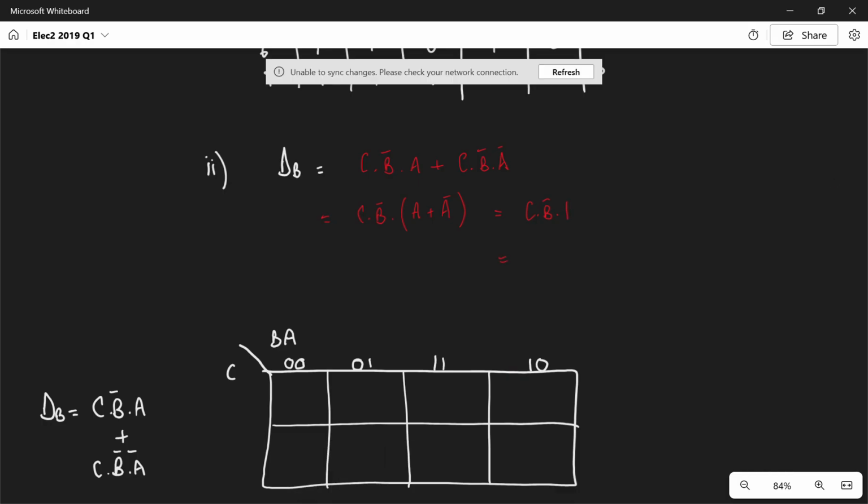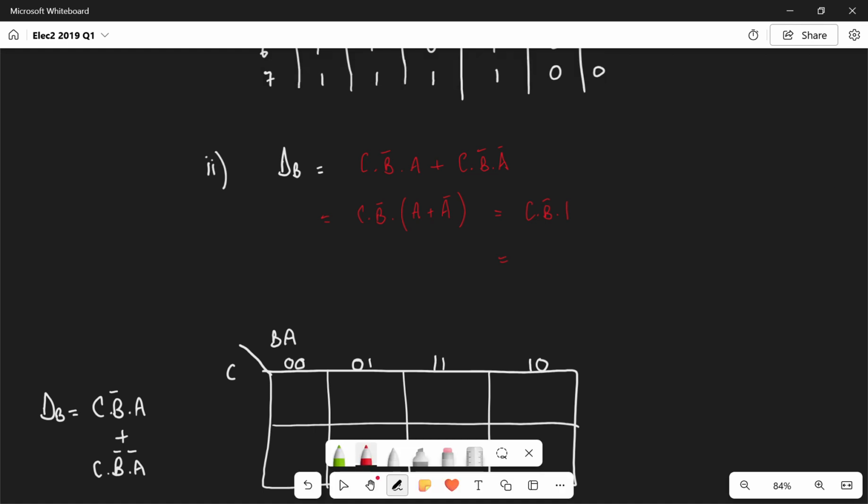And again, we're using our Boolean identities. Anything with and 1 is whatever it is. So our C and not B and 1 becomes C and not B.